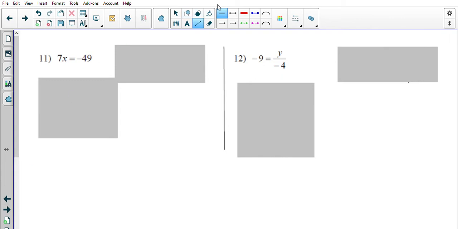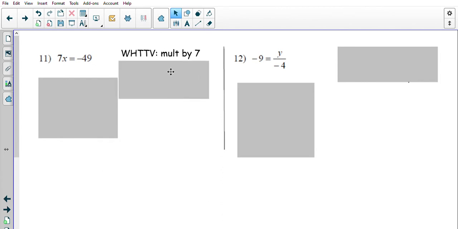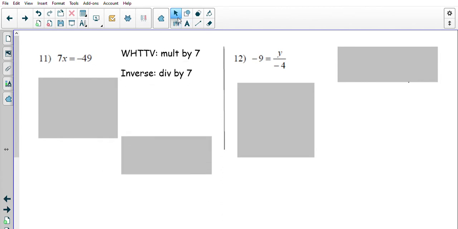All right, number 11. What's happening to the variable is we're multiplying by 7. The inverse of that is to divide by 7.